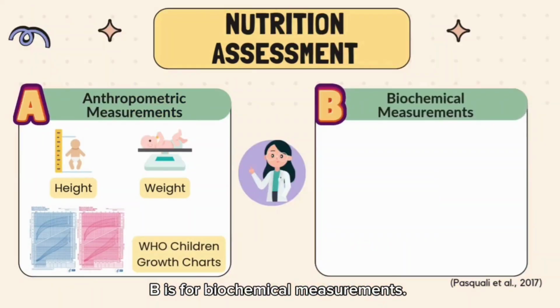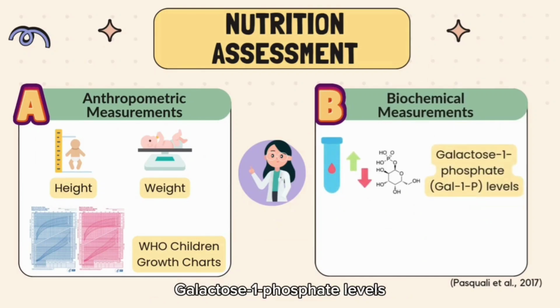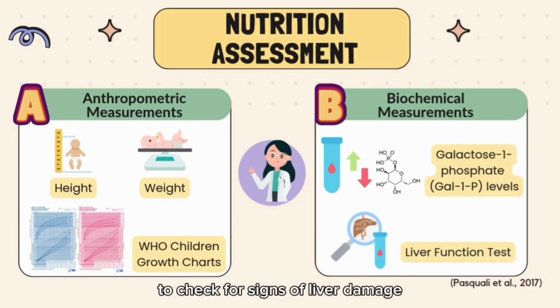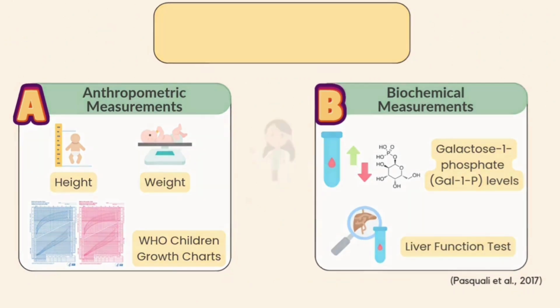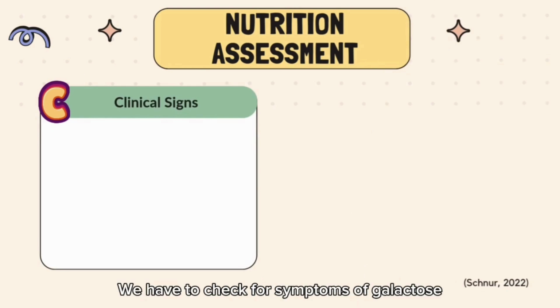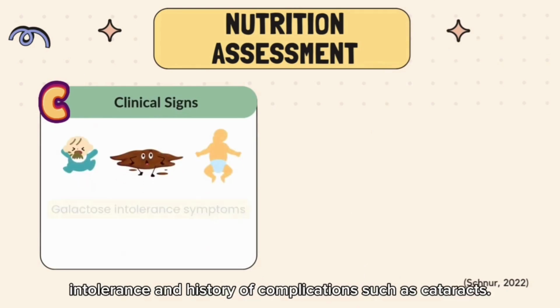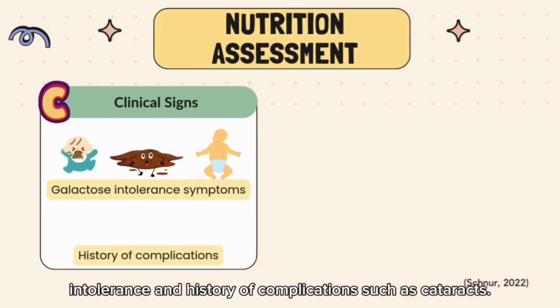B is for biochemical measurements. Galactose 1-phosphate levels should be routinely monitored to assess therapy response and dietary compliance. Next, liver function tests to check for signs of liver damage due to previous exposure to galactose. C is for clinical signs. We have to check for symptoms of galactose intolerance and history of complications such as cataracts.